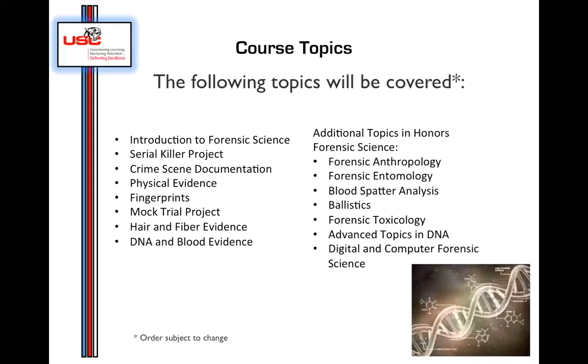Additional topics that will be covered in Honors Forensic Science include forensic anthropology, which is the study of skeletal remains, forensic entomology, which is the study of insects, blood spatter analysis, ballistics, forensic toxicology, advanced topics in DNA, looking at PCR, gel electrophoresis, and how we can use DNA fingerprinting to identify the person responsible for the crime, and digital and computer forensic science, which is a very interesting and new field in which we'll look at what are the fingerprints that are left behind when someone utilizes a computer.